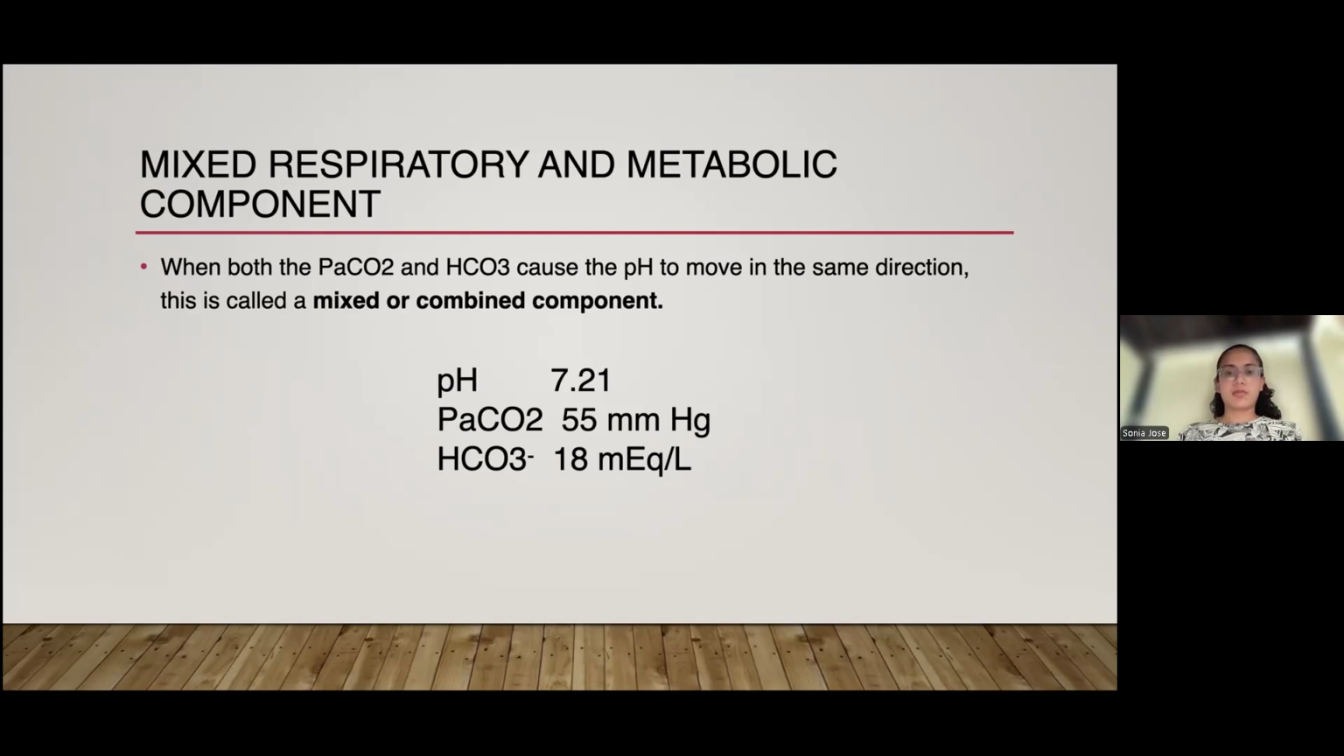PaCO2 increased and HCO3 decreased. Yes. When PaCO2 increases, it can cause pH to decrease, and when HCO3 decreases, the pH can decrease. In this question, we can see PaCO2 has increased, which has caused pH to decrease, and HCO3 has also decreased, which has caused pH to decrease. So this is a mixed ABG, a mixed respiratory and metabolic disorder. Mixed respiratory and metabolic acidosis. All are clear on that?